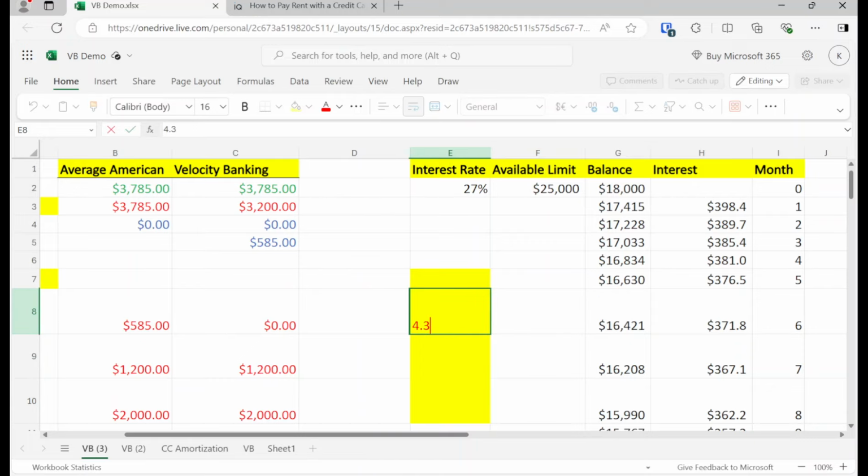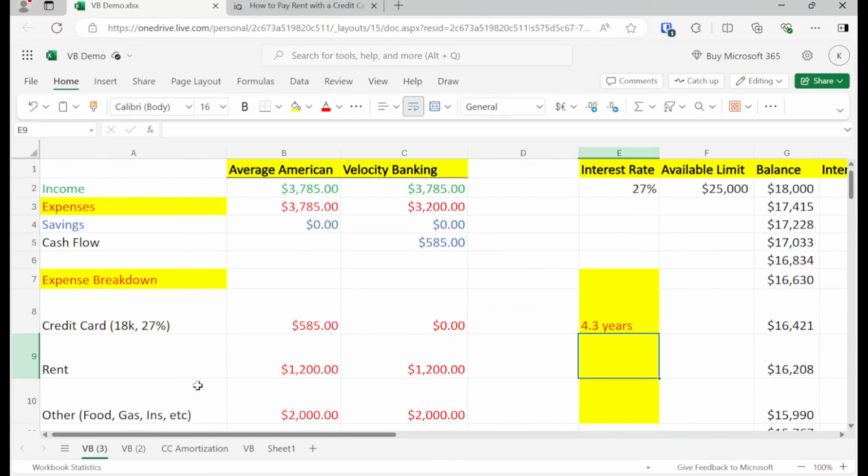So 4.3 years. Now, what I'm wondering is, is there a bank that's actually going to lend you this much money if you're only making $3,785 a month? I'm curious about that. Now, if I really wanted to pay this off, I'd realistically do two things. Number one is I definitely want to increase this income.